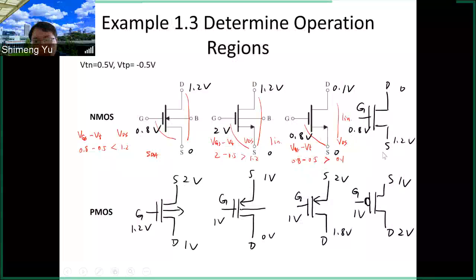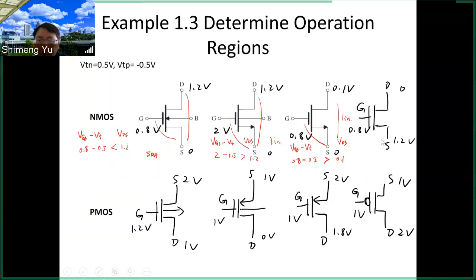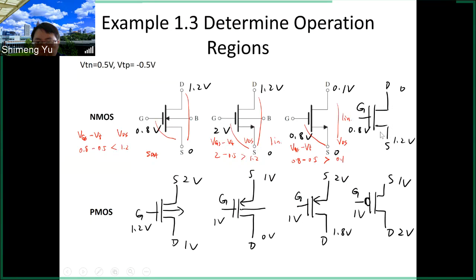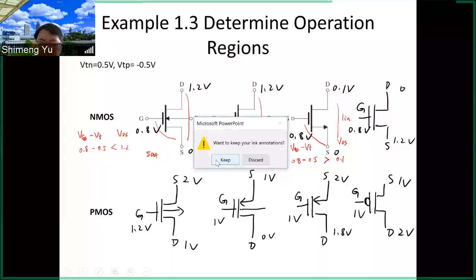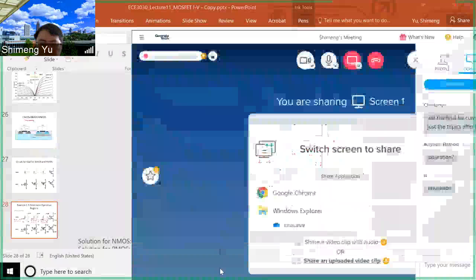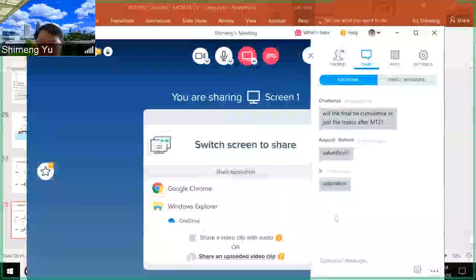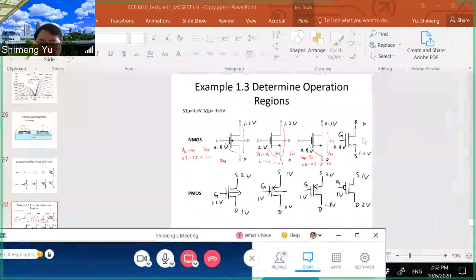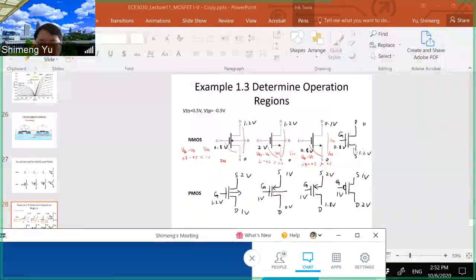Okay, how about the last one? I will leave this for you. So here you see this is 0.8 and 1.2 here. So for this NMOS, what operation region? I will give you 10 seconds, and if you have an answer, please type it in. Any guess for the last one?